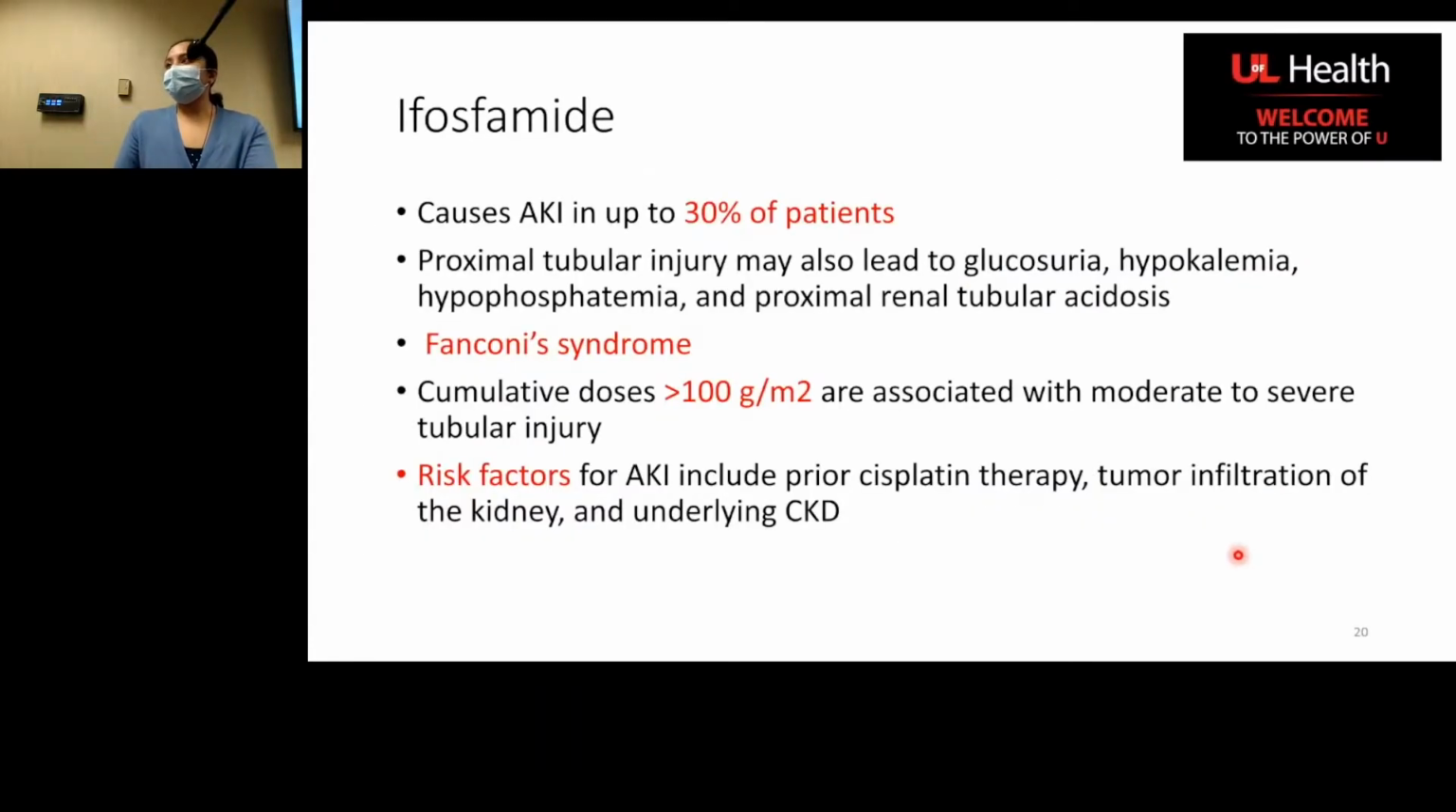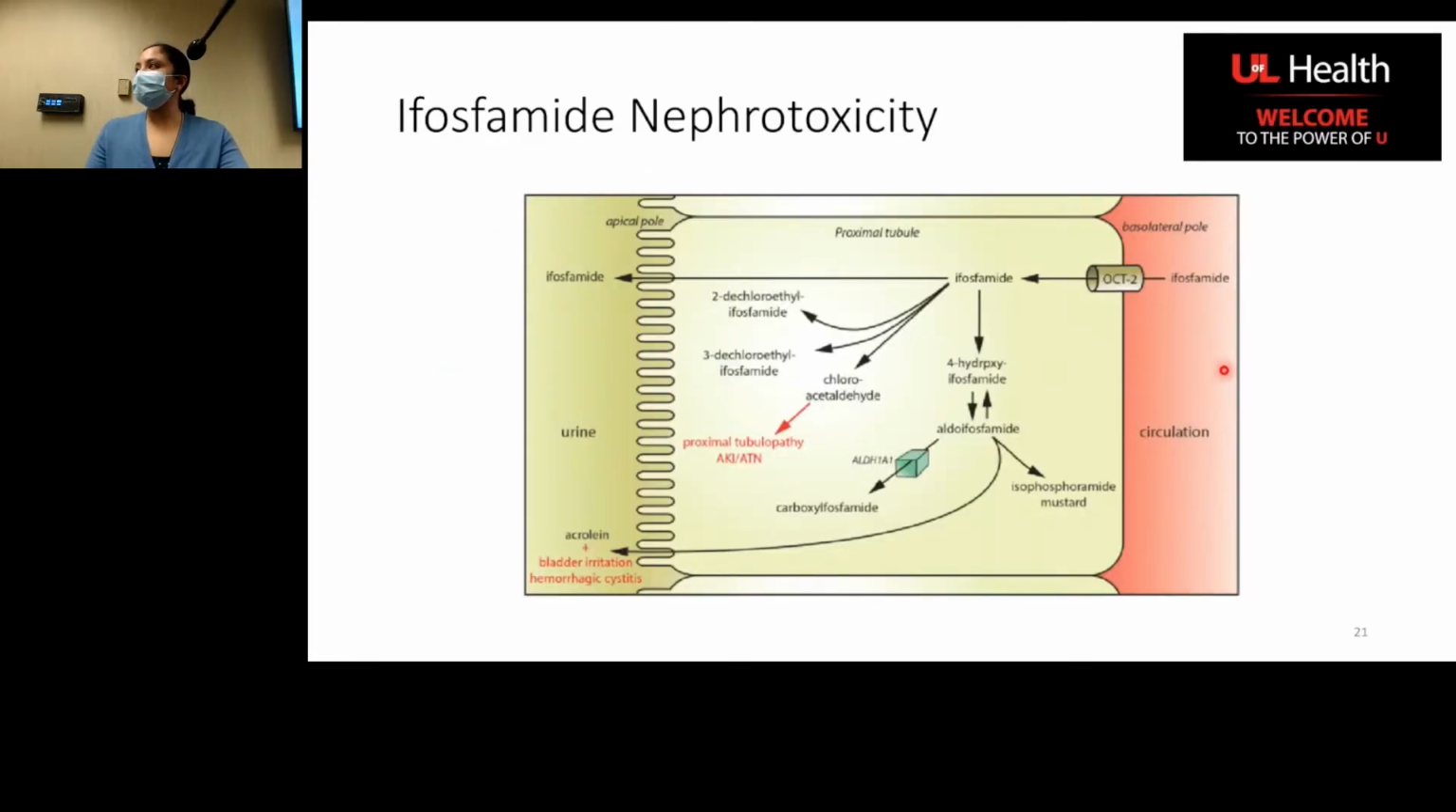The second chemotherapy agent, ifosfamide, which is mainly used for GU malignancies, can cause AKI in up to 30% of patients. It primarily also causes proximal tubular injury, similar to the cisplatin pathway. So it enters from the circulation into the proximal tubular cell through the OCT2 channel, metabolizes into chloroacetaldehyde, which leads to proximal tubulopathy. It also has a byproduct, acrolein, which eventually leads to bladder irritation and hemorrhagic cystitis.